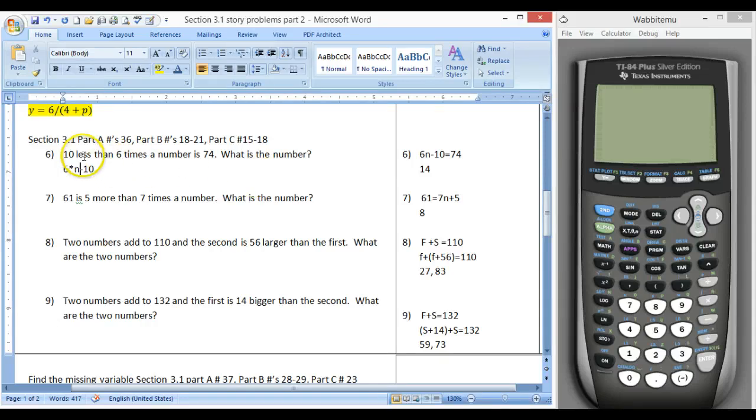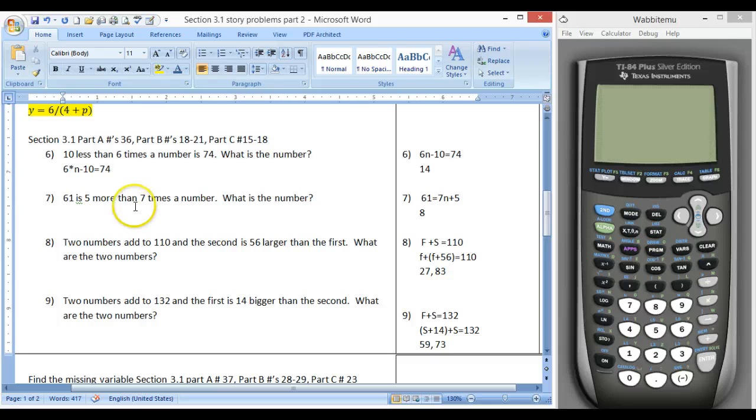Okay, so I have, let's read that again, 10 less than, subtract 10. 6 times, so I need 6 multiplied, and I know that this 10 less than comes second. A number, since I don't know the number, I pick something, is 74. Is means equals in math, and we have now translated from English to a math sentence, and we just need to work it out.